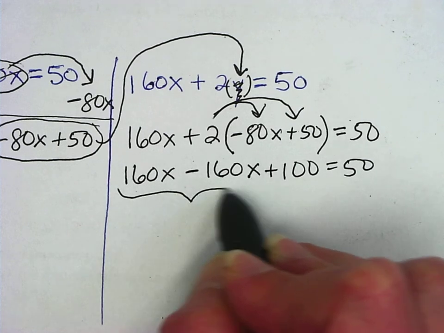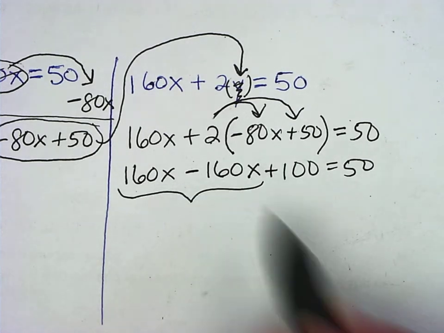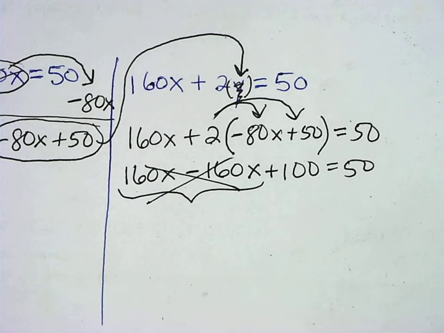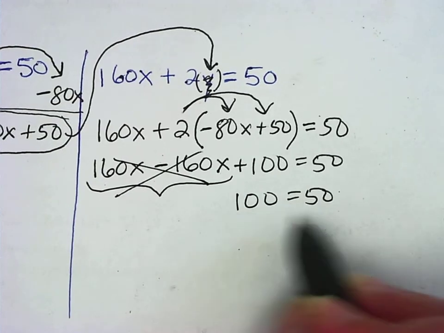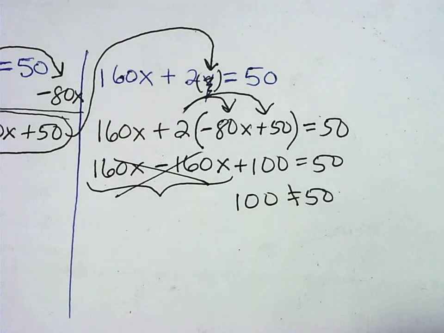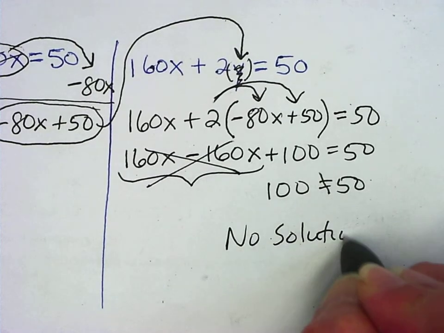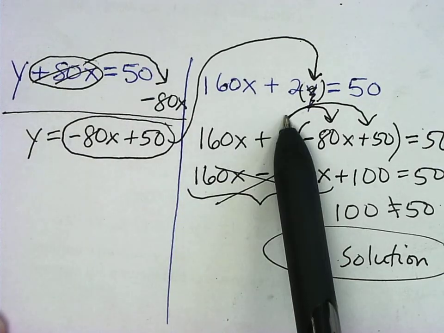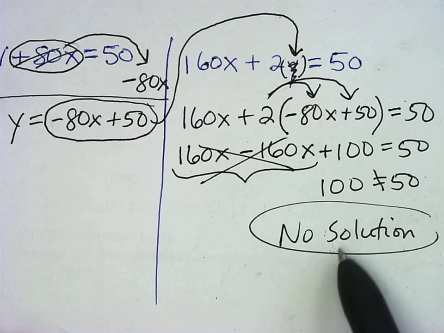Now, if you notice, let's add these two together. Well, 160x take away 160x is 0. These are exact opposites, so that part equals 0. What I have left is 100 equals 50. Now, 100 does not equal 50. That doesn't make any sense. So this would mean that there is no solution for this system. If we were to put these both in slope-intercept form and graph these lines, they would be parallel lines. They would never cross, no solution.